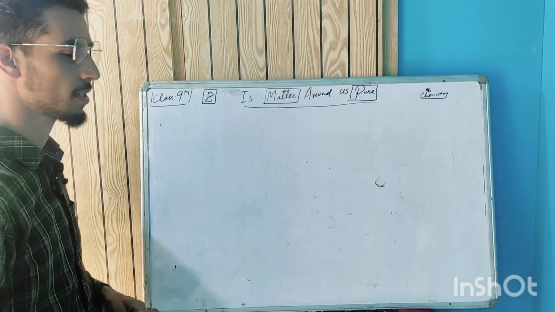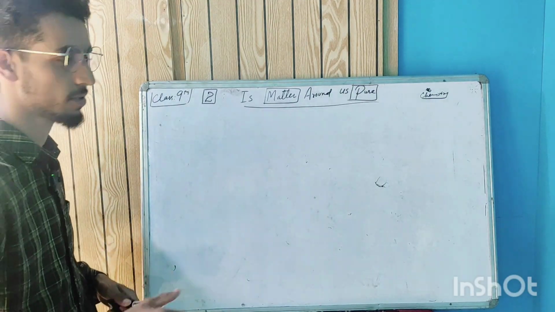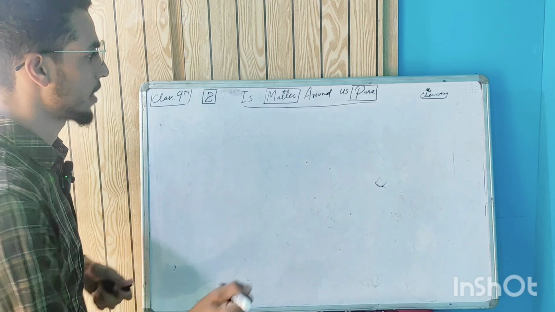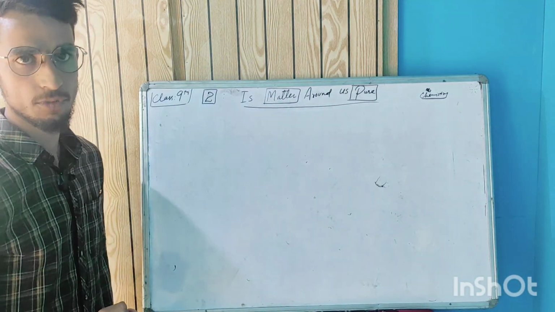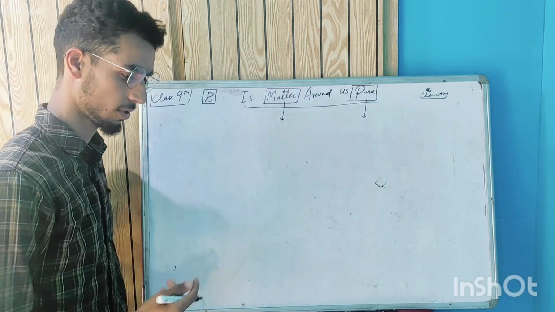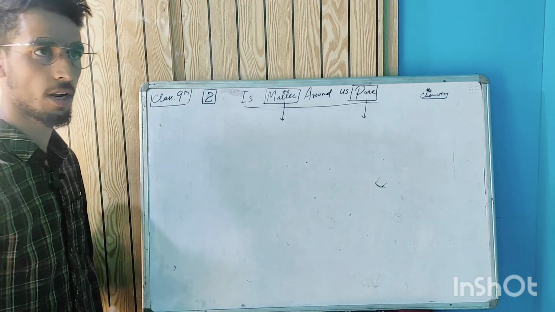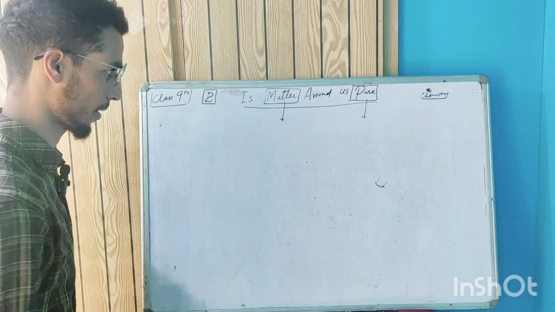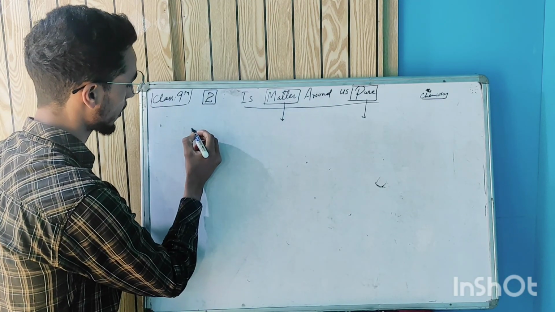So today we are going to discuss the second chapter of class 9th chemistry, Is Matter Around Us Pure. From the title of this chapter, there is one term, matter, and another main term, pure. Therefore, there might be some matters which are pure substances and some might be impure. So firstly, let's develop the definition of matter.